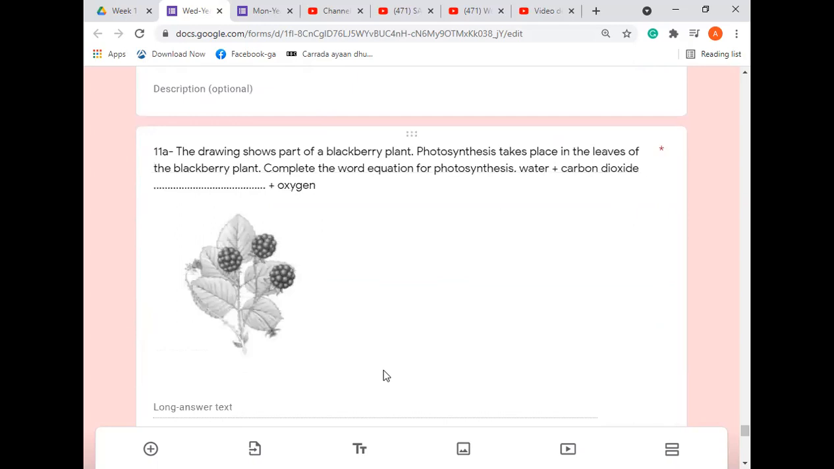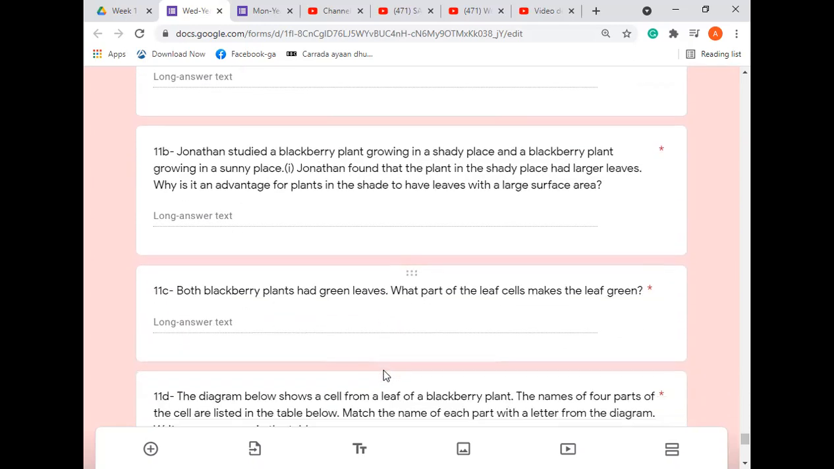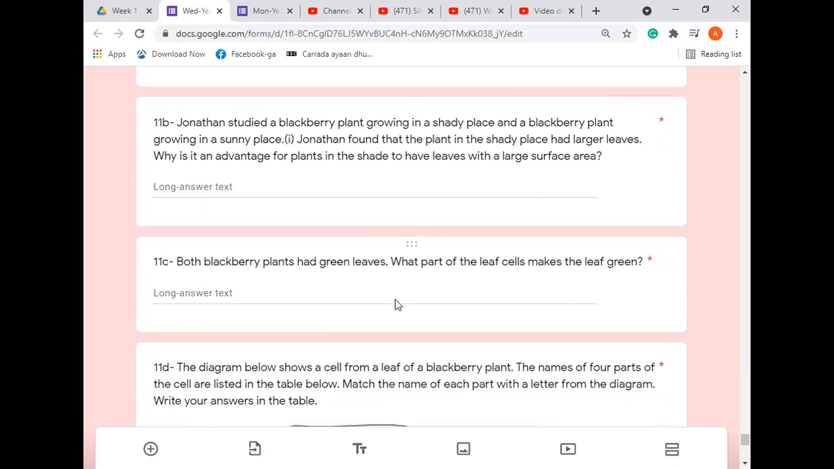Question 11 is still about a plant. The drawing shows a part of the blackberry plant. Photosynthesis takes place in the leaves of the blackberry plant. Complete the word equation for photosynthesis. That is water plus carbon dioxide. Then after, what we add to that. And then you answer these questions.